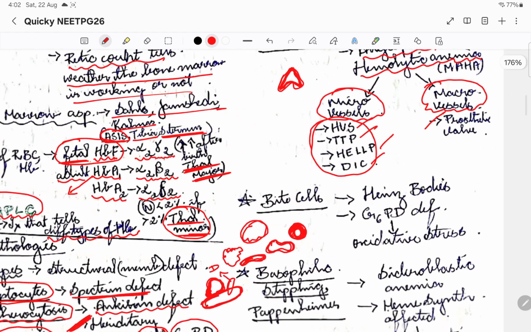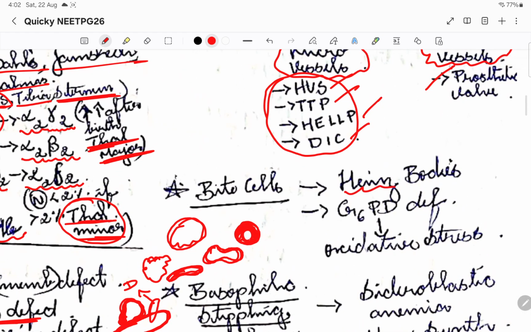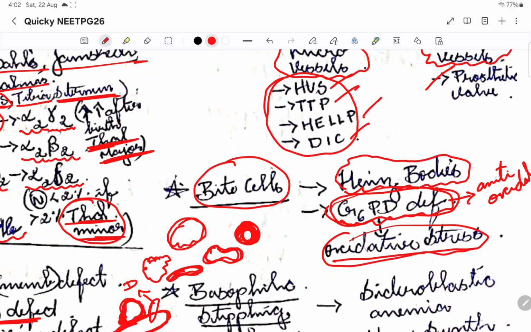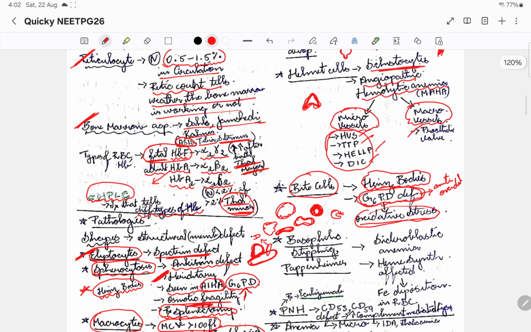Then coming to bite cells, the same thing we discussed, right? The Heinz bodies are mainly because of oxidative stress, G6PD deficiency. G6PD is an antioxidant. Just like vitamin E, this is also an antioxidant, so it reduces the stress on the RBC. If there is G6PD deficiency, then it is going to cause oxidative stress and will lead to bite cells. It looks like a bitten apple. So this is what we can see with respect to G6PD deficiency. Heinz bodies can also be seen in hereditary spherocytosis. So remember that.